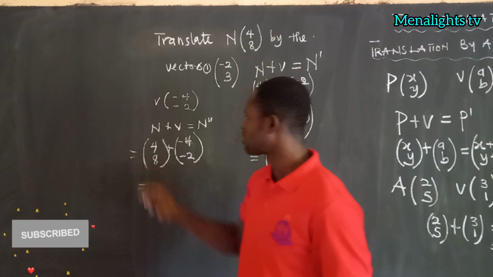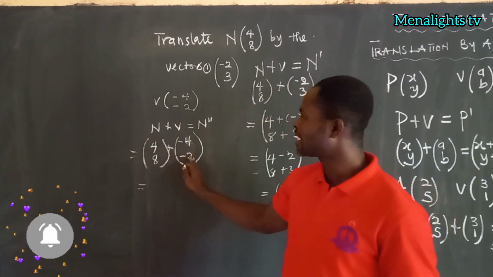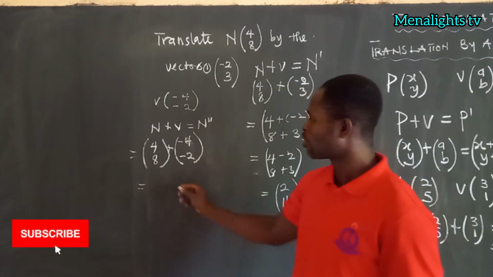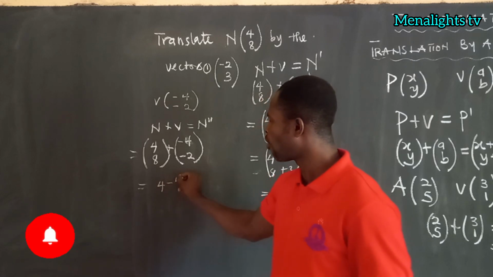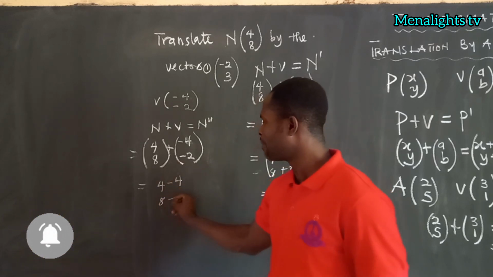Then from there, the negative will have dominion over the positive. So we have 4 minus 4, and this becomes 8 minus 2.